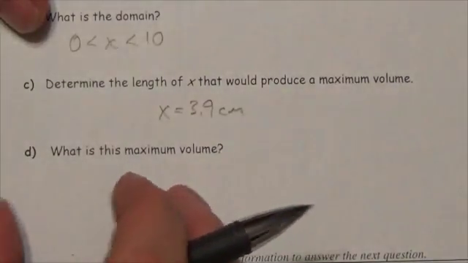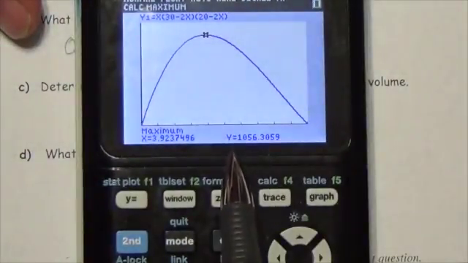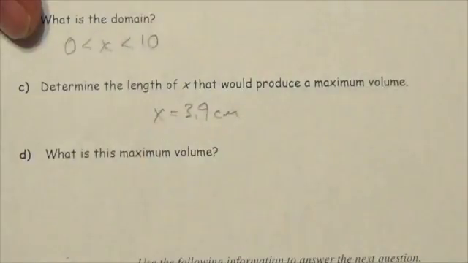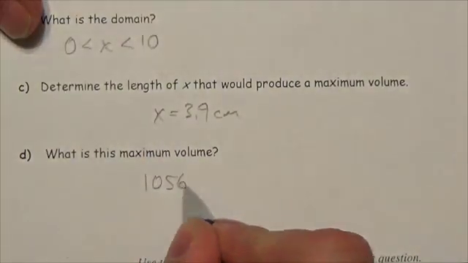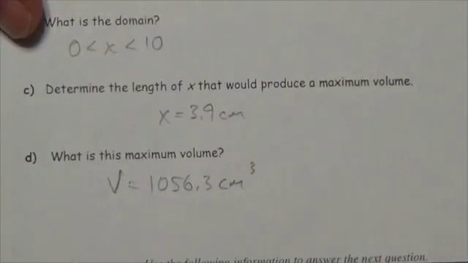And then the last question here says, what is the maximum volume? Well, I didn't even look, actually. What was it? It was 1056.3 cubic centimeters. That is our maximum volume.